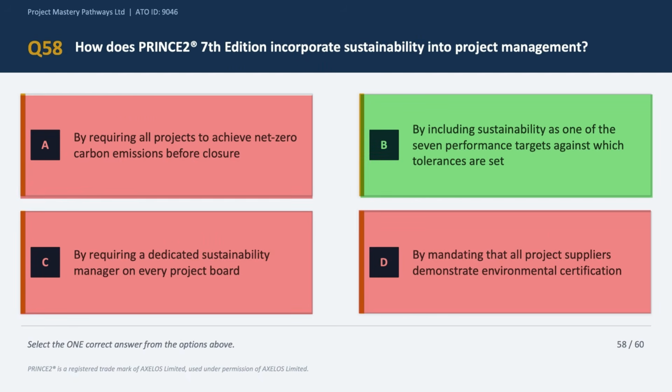Option B says by including sustainability as one of the 7 performance targets against which tolerances are set. Now that's the correct answer choice, and this is exactly how PRINCE2 7th edition embeds sustainability. It sits alongside time, cost, quality, scope, benefits, and risk as the performance target. Tolerances are set for it, and it is managed throughout the project. So the correct answer is option B.